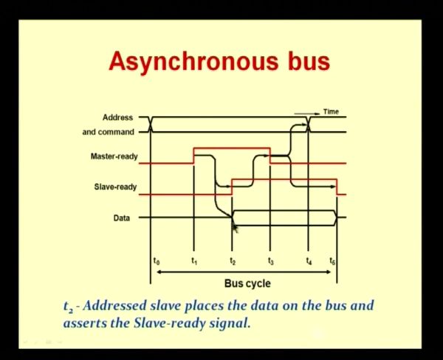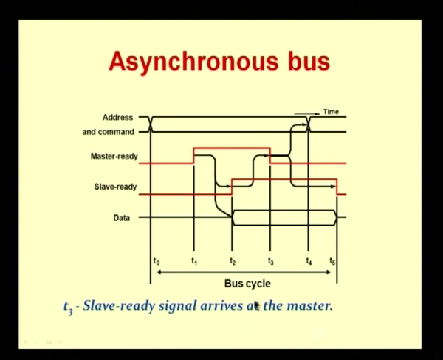And at the time at which it puts it on the bus, at time t2, the slave ready signal is given. Now, the slave ready signal arrives at the master, let us say at time t3. Once the slave ready signal is seen by the master, it can go ahead and read the data. You can see that at t3 the slave ready signal has arrived at the master, and the master has removed its master ready signal. At t3 the master ready signal goes down, which means that the master has now taken the data that was available.